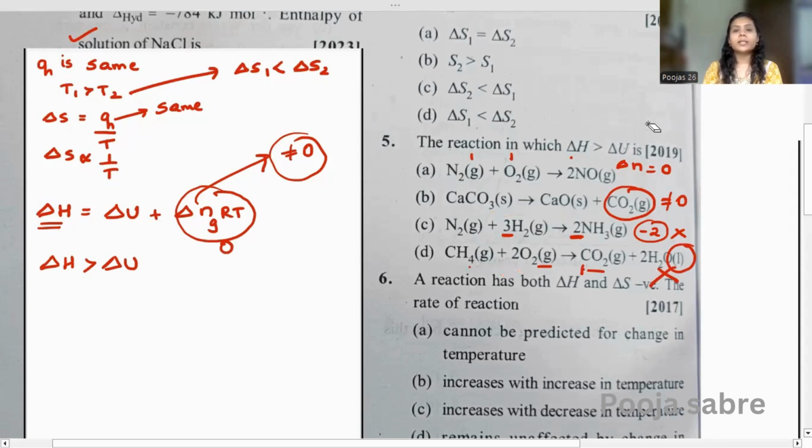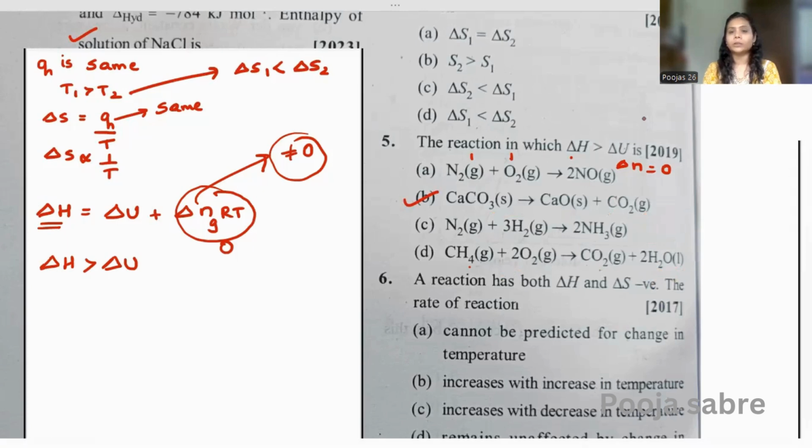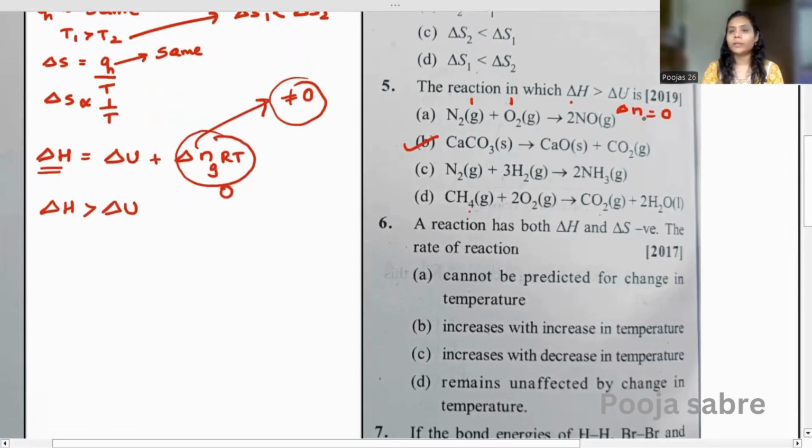So which is the correct option among all these? The correct option is the second one, where delta n is greater than 0. CaCO3 gives calcium oxide and carbon dioxide. So this is the correct option, and over here delta n is equal to 1.